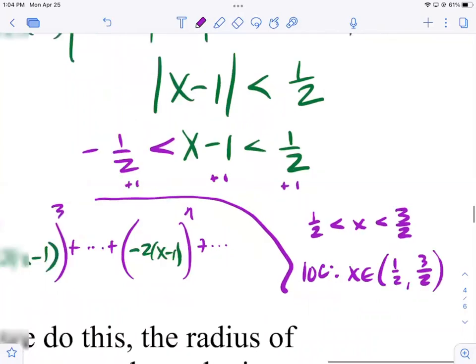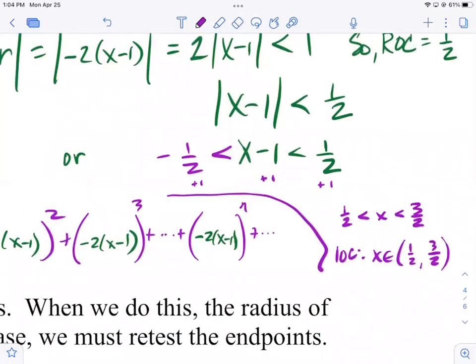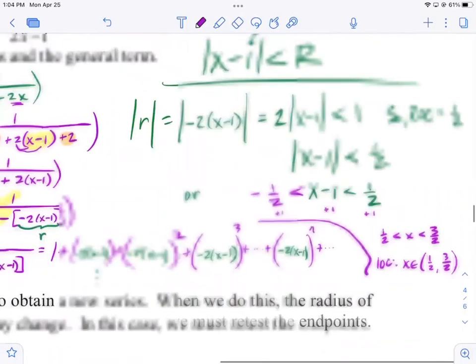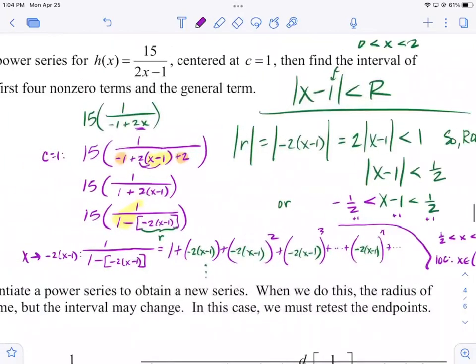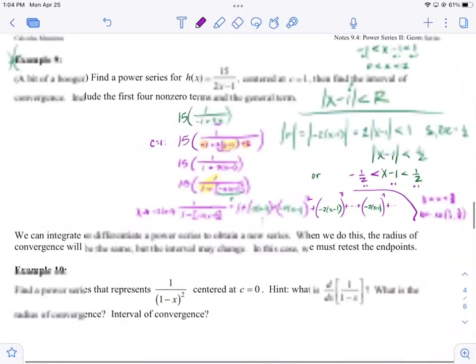And do we need to test or include the endpoints? No and no, because it's a geometric series. So it's a big time saver. Okay. Yeah, that one was good.